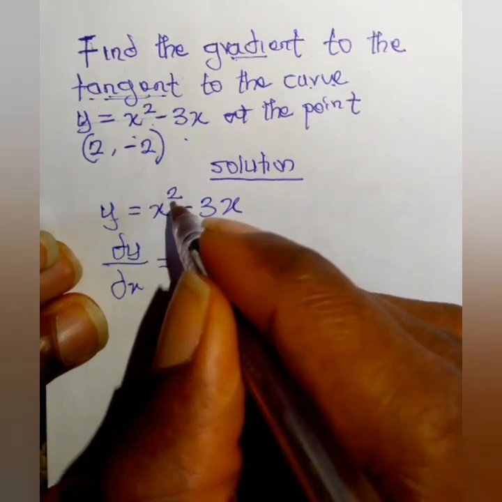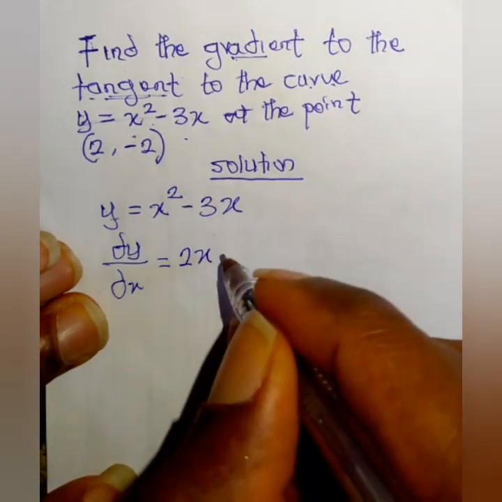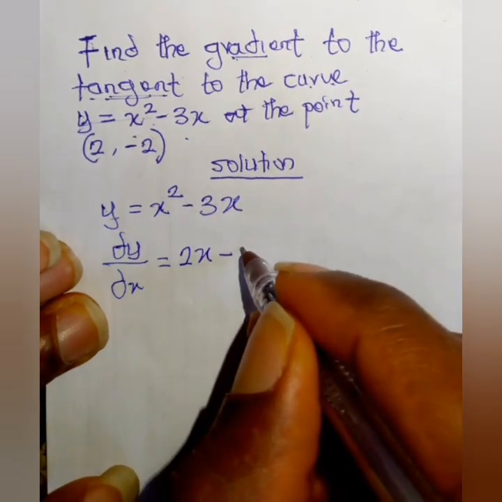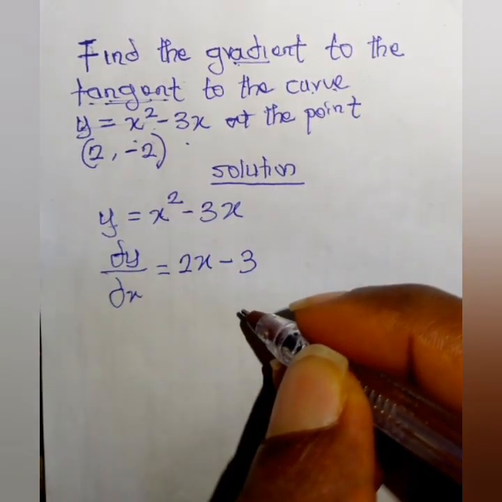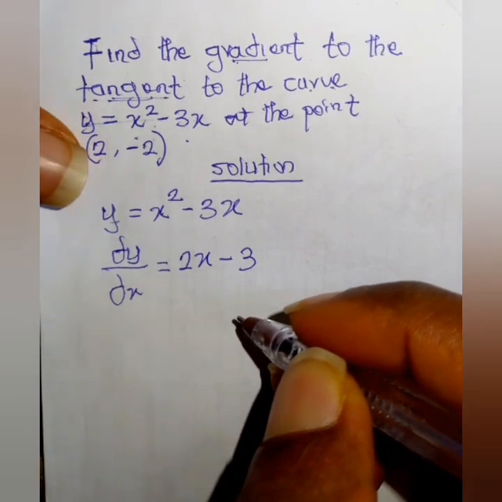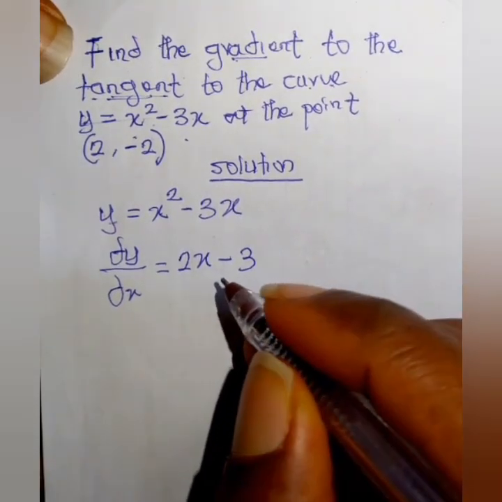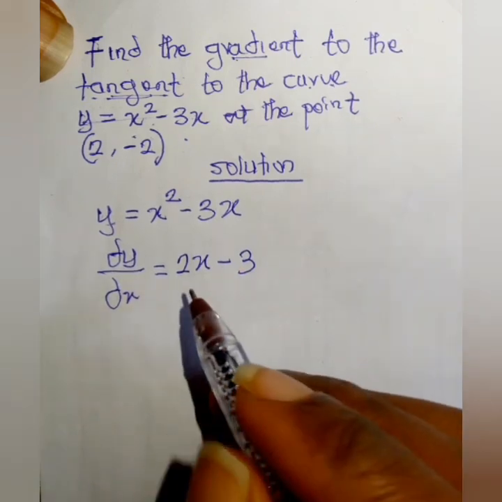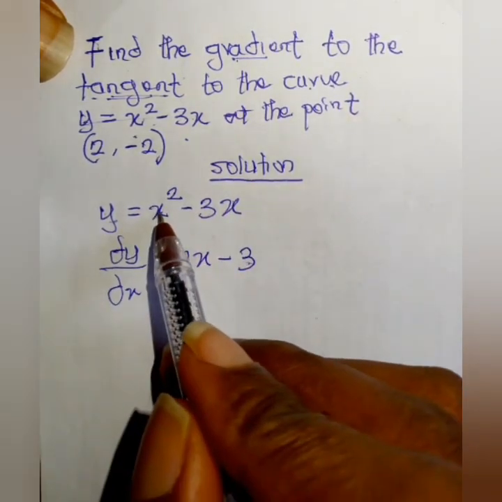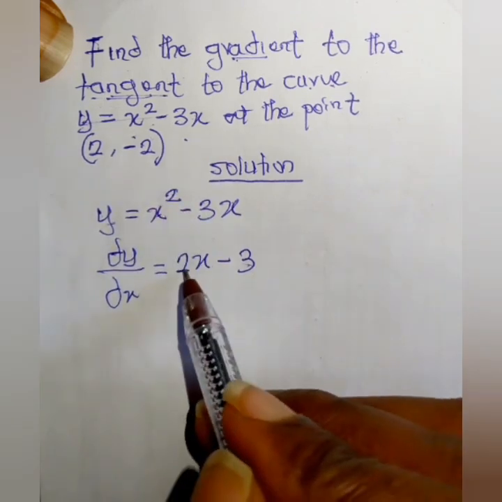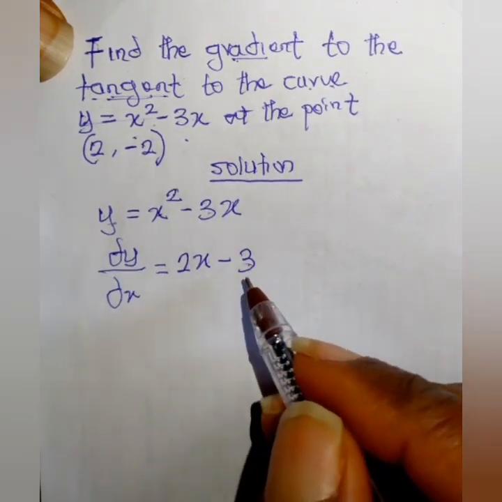If you differentiate x squared, you're going to have 2x. If I differentiate 3x, I'm going to have 3. If you don't know how to differentiate, please go and look at my previous videos. I have done a series of teachings on differentiation. Now I've been able to differentiate this: if you differentiate x squared, you have your 2x. If I differentiate 3x, I have 3.